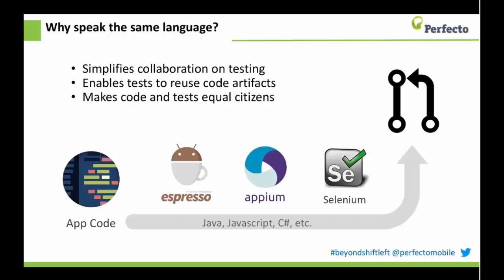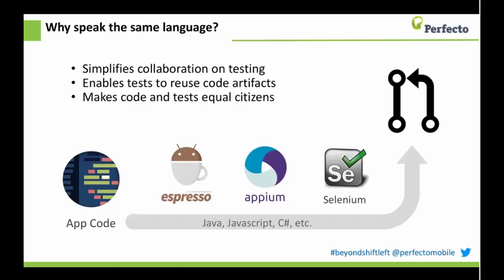So really what you want to do is reduce the difficulty of doing a thing so that it's a lot more likely to happen. And that's what I mean by using the same language. If your app code and your test code are written in the same language, there are some benefits there. It's not a mandate. It's simply a recommendation that we see as a way that people are starting to move. For instance, it helps you simplify collaboration on testing. It also helps you reuse code artifacts, things like variable names and element names, as opposed to looking at paths.